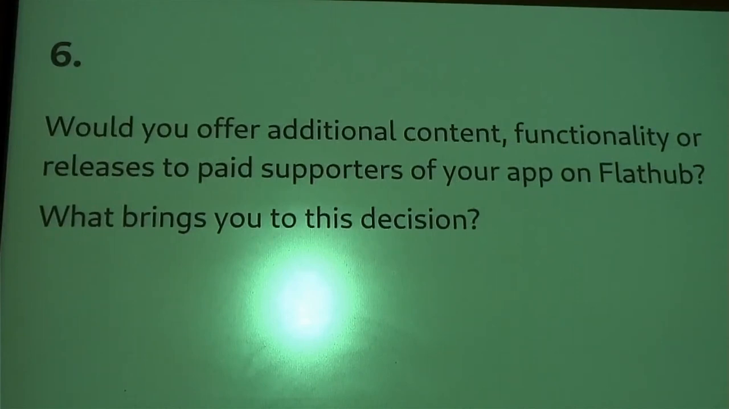Yeah. Automated swag distribution service. So, yeah. Correct. It's not currently on the roadmap. Okay, that's cool. Anything else about additional content or supported content or features?